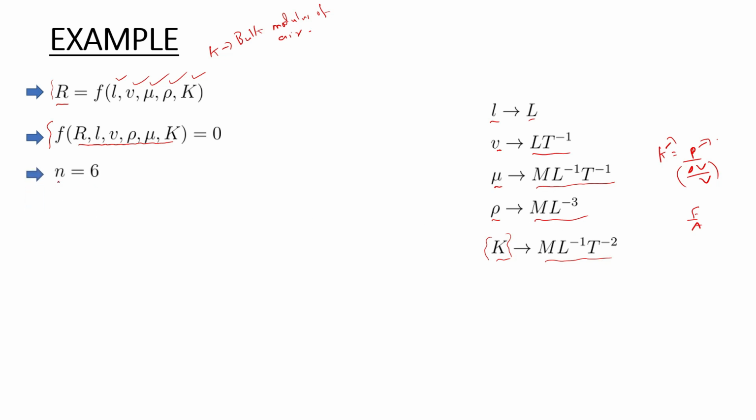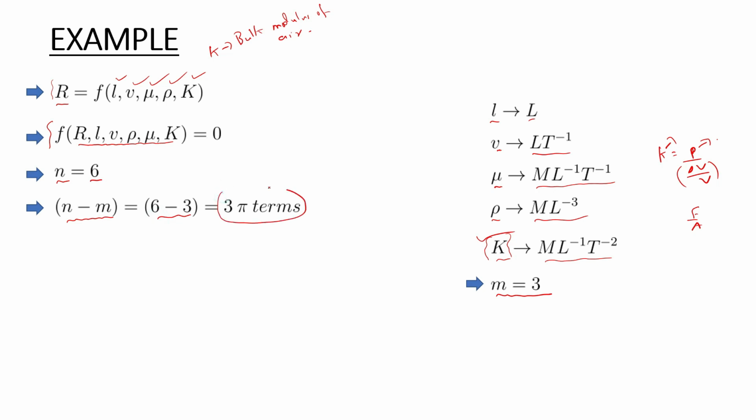So the number of variables involved is 6, and the number of fundamental dimensions m is equal to 3, M, L and T. You see, K is bulk modulus, not temperature here. So the number of pi terms is n minus m, or 6 minus 3. That is, totally you have 3 pi terms. You need to find out 3 pi terms.